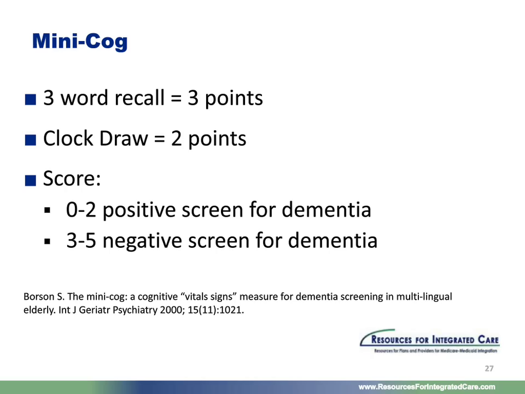The way we score it is, you give 3 points for the 3-word recall and 2 points for the clock. If the score is 3 or higher, that's considered to be a negative screen. Again, remember though, you may interpret someone's results differently depending on their level of education and other factors that may impair their ability to do the test. Next slide.